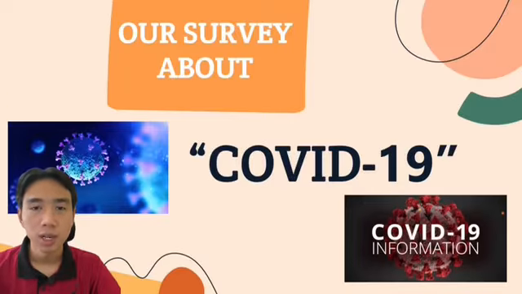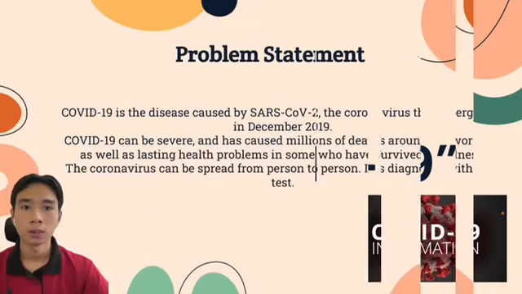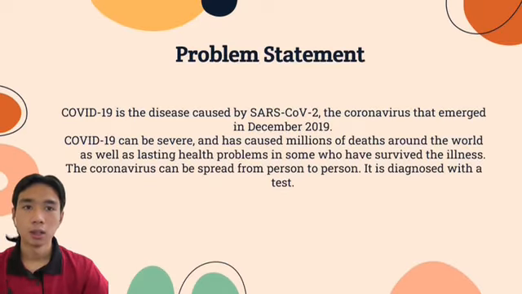Our survey is about Covid-19. Problem statement. Covid-19 is the disease caused by SARS-CoV-2. The coronavirus emerged in December 2019. Covid-19 can be severe and has caused millions of deaths around the world, as well as lasting health problems in some who have survived the illness. The coronavirus can be spread from person to person. It is diagnosed with a test.